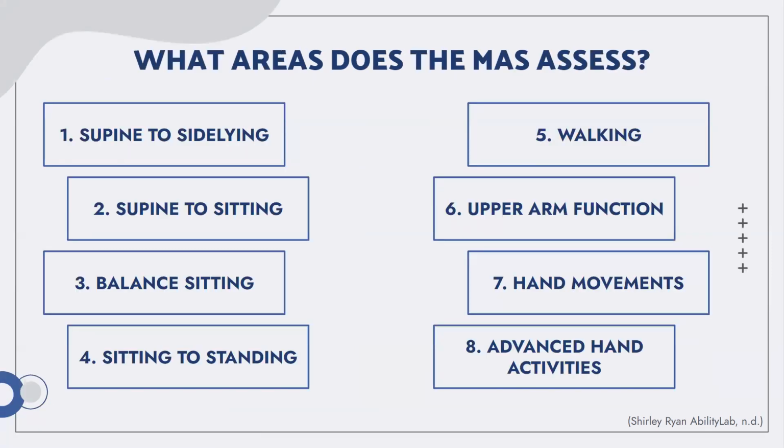So these are the 8 items that the MASS assesses, and it assesses 8 different areas of motor function. The first area is supine to side lying, then supine to sitting, balance sitting, sitting to standing, walking, upper arm function, hand movements, and advanced hand activities. Items 6 through 8, the upper arm function, hand movements, and advanced hand activities, can be assessed independently from the rest of the scale in order to gain a better understanding of solely the individual's upper extremity function.